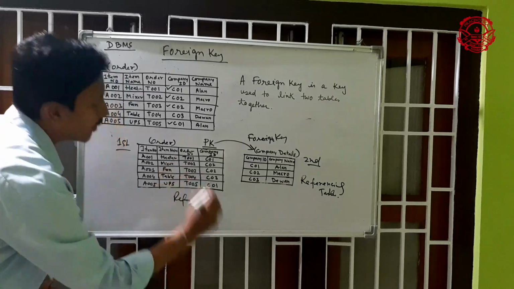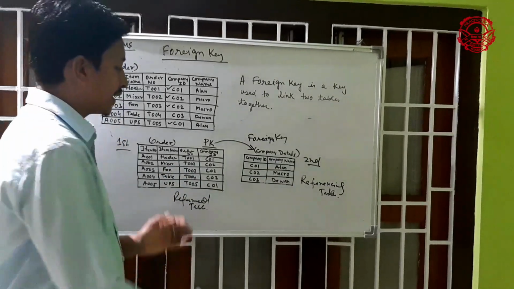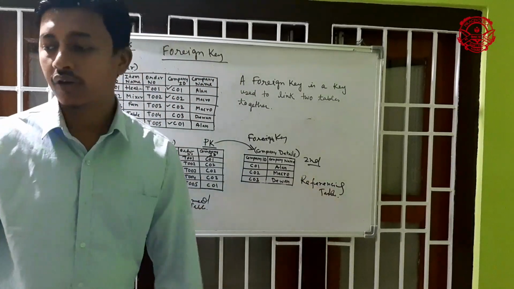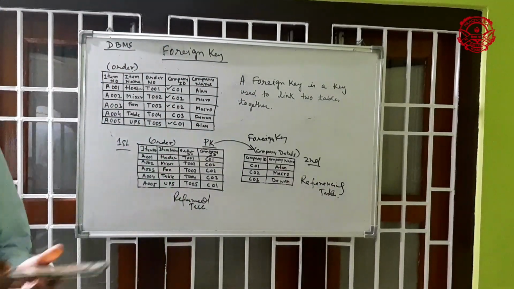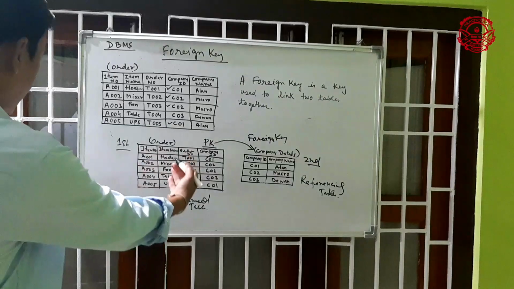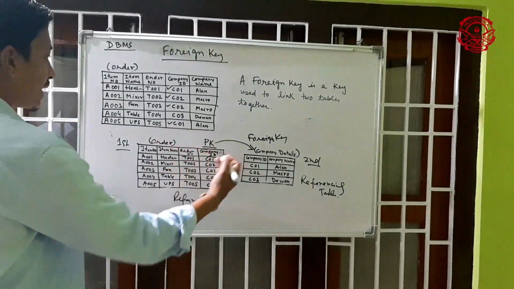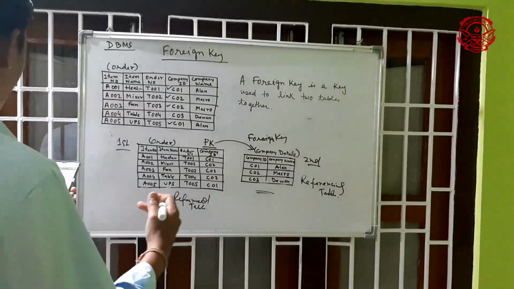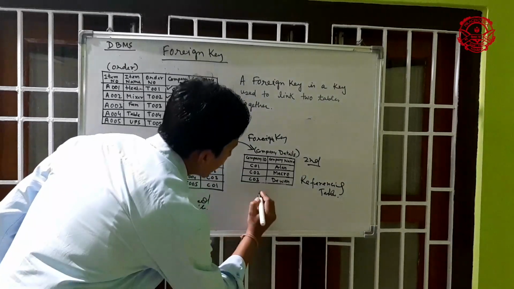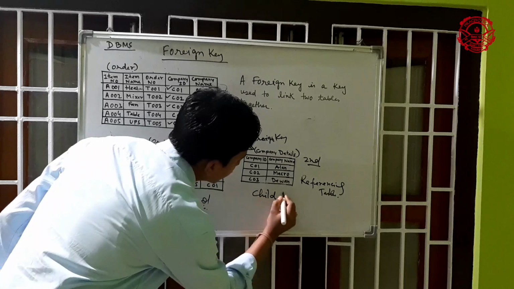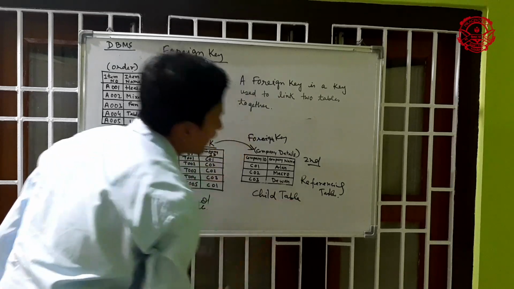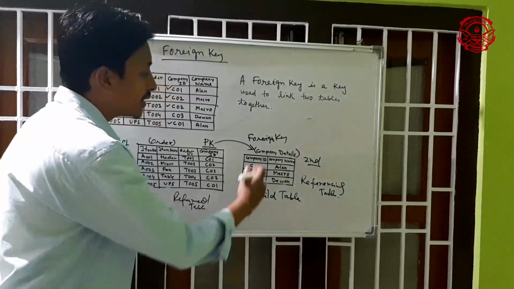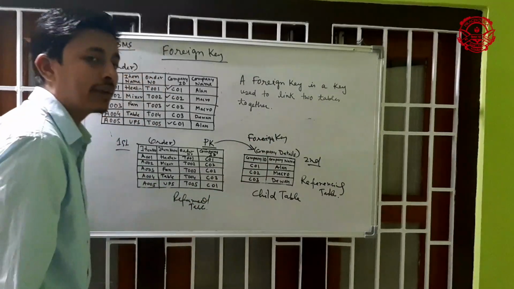This table is called the reference table and this table is called the referencing table. Understand? The table containing the foreign key is also called the child table. Where the foreign keys exist, this table is called the child table.